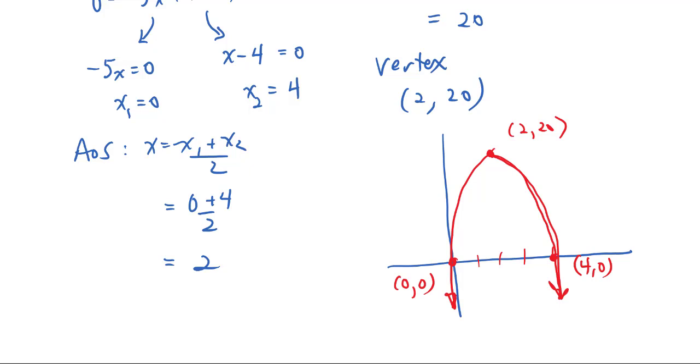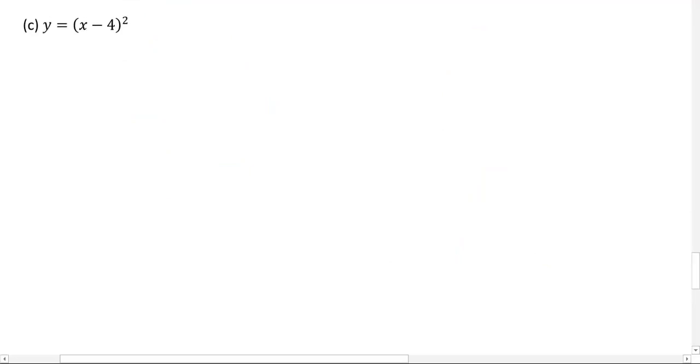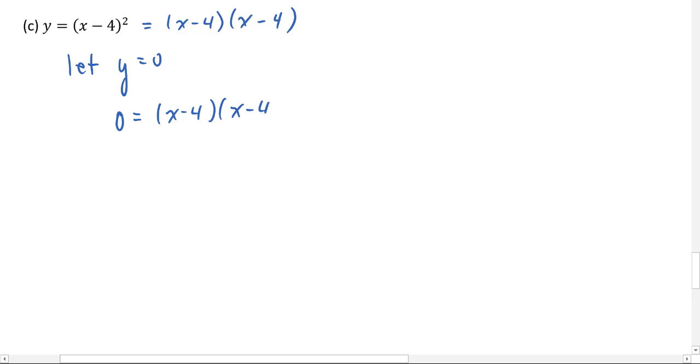Alright, so let's do one more. The last one is y equals x minus 4 squared, which is still a parabola. It still has two factors here with x's in them. It's just a squared factor. So I'm going to skip some of the writing. We're going to say let y equal 0. So 0 equals x minus 4, x minus 4.